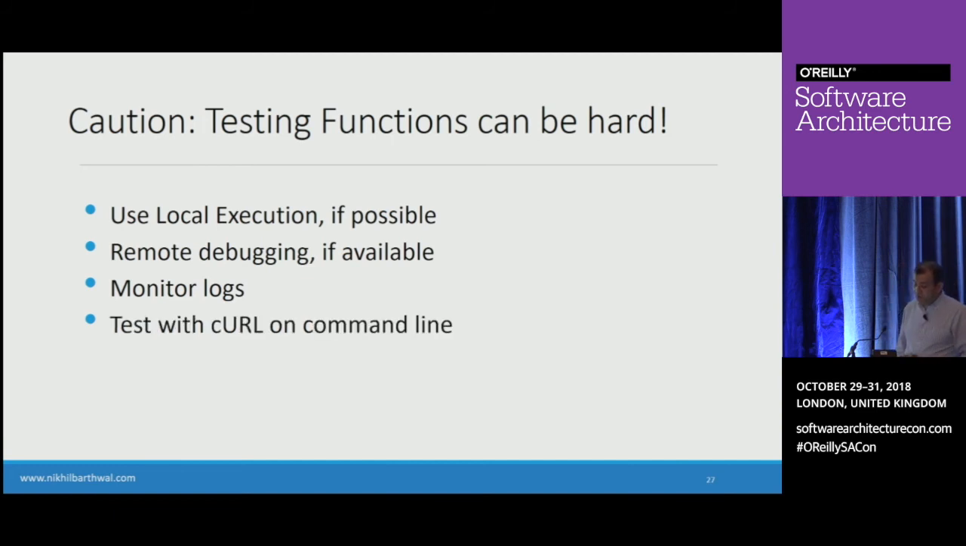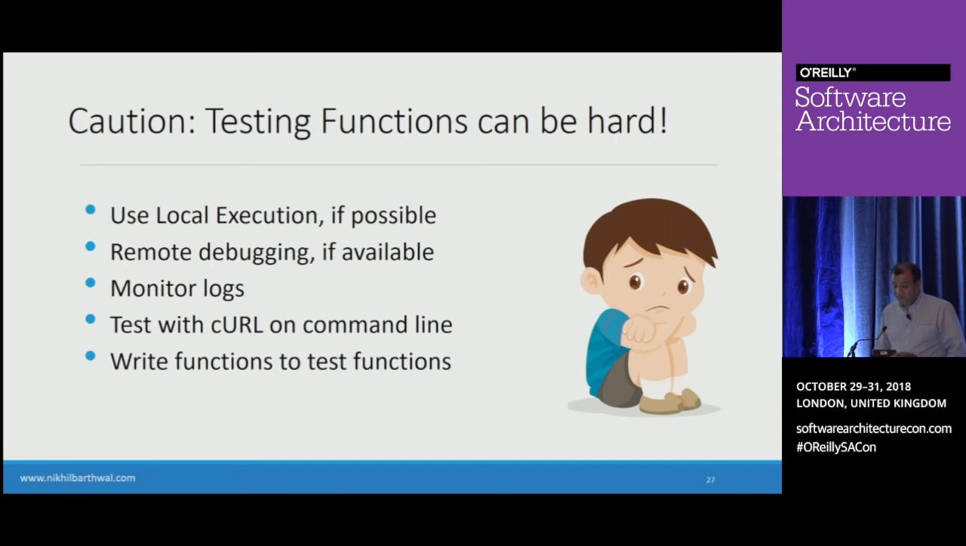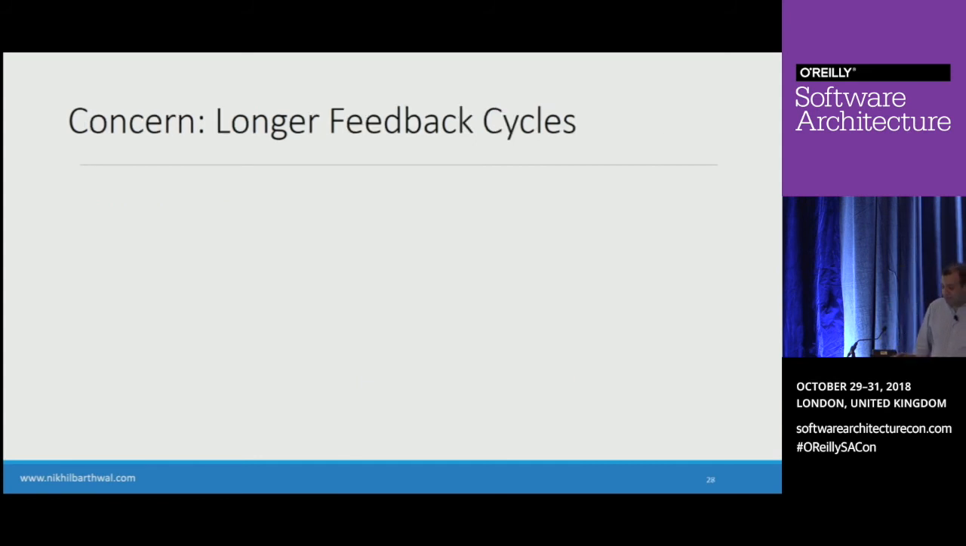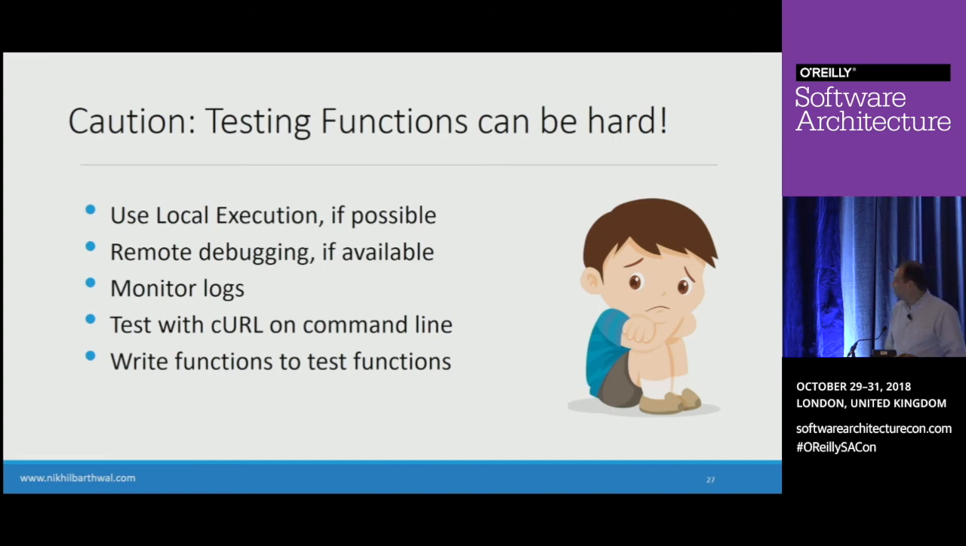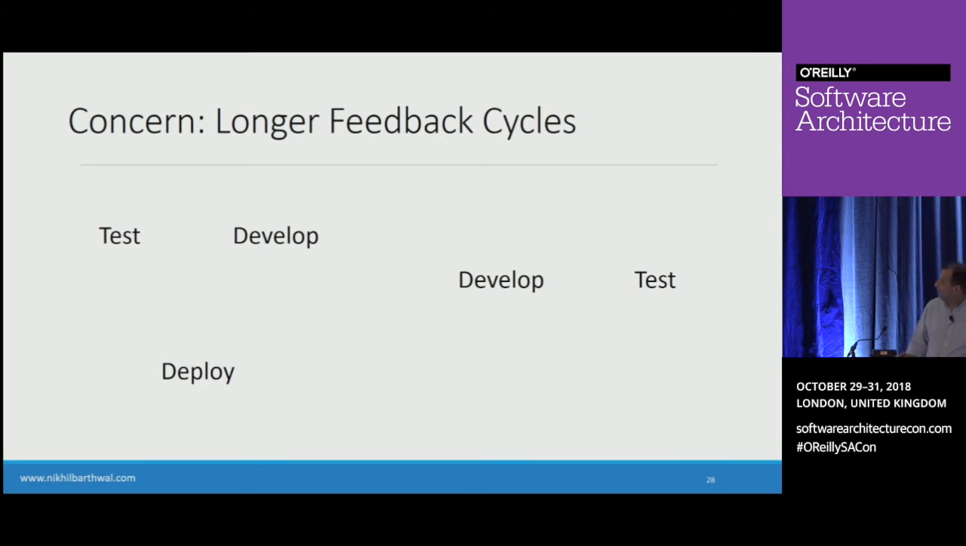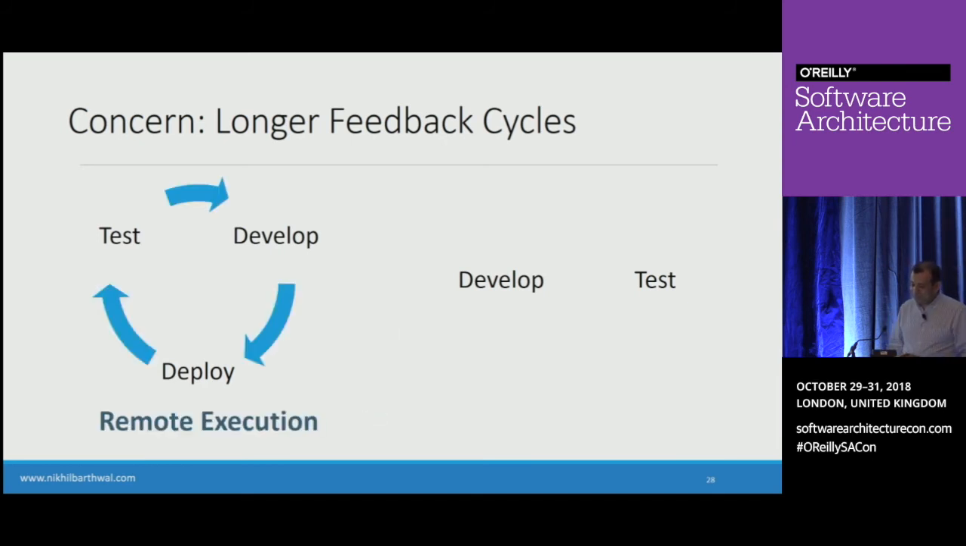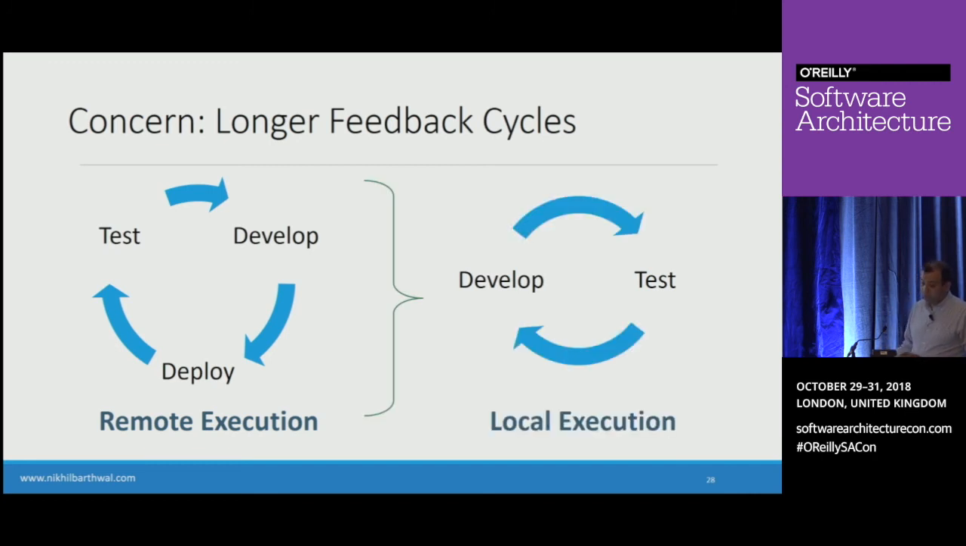You obviously have ways of testing a function using the kernel and command lines. You can have other functions, like write functions to test other functions, but generally, testing functions is hard. So that's a drawback of serverless applications. Speaking of which, I'll extend it. When you have functions, I have to write a function, I develop it, then I deploy it, then I test it. So the feedback cycle is a lot longer, right? Because I actually have to deploy my code to the cloud to get feedback. But when I have something like local execution, I can get a lot quicker feedback.